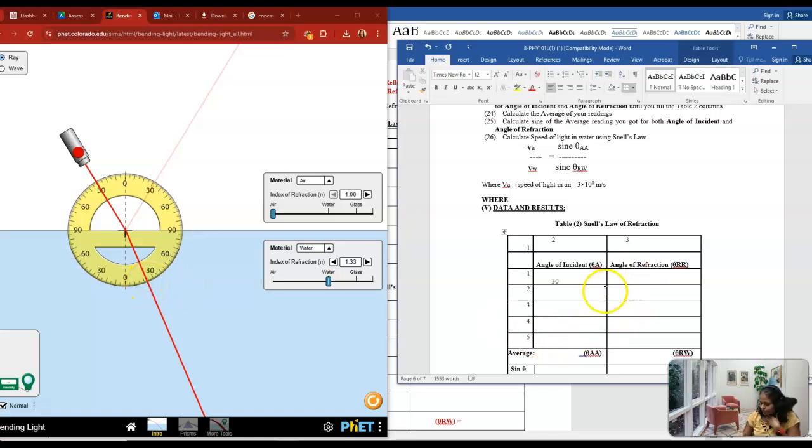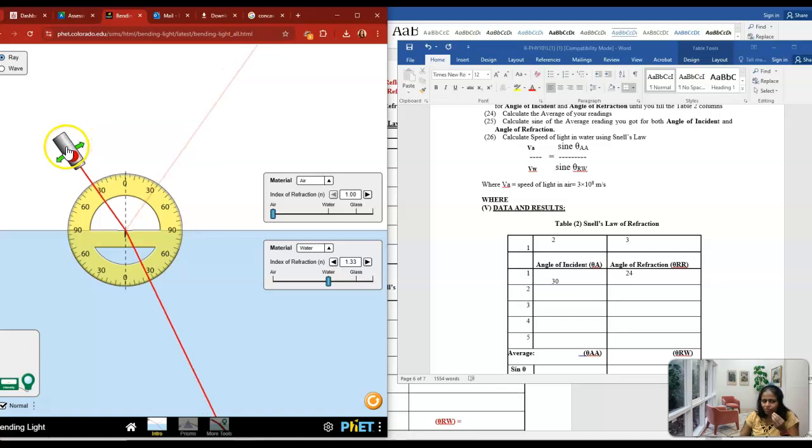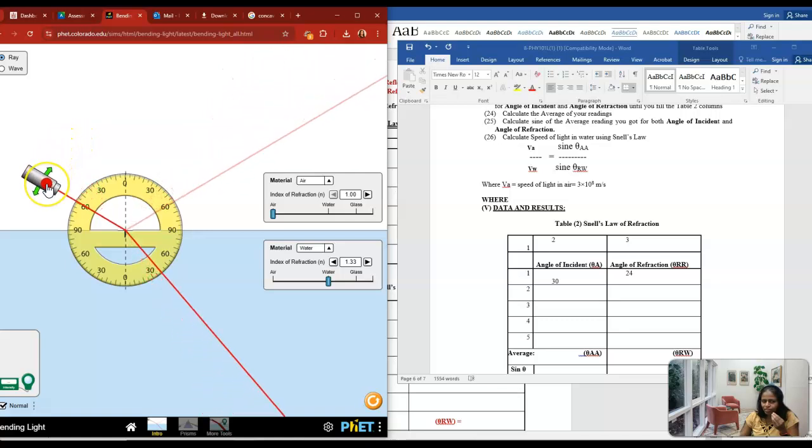24. So now you can see that the path kind of changed. It moved a little bit when it went through the water. The same ray, when it passes through the water, just changes its angle. So now when I'm moving to 60 degrees, my angle is 40. Okay, so this is 40 degrees.